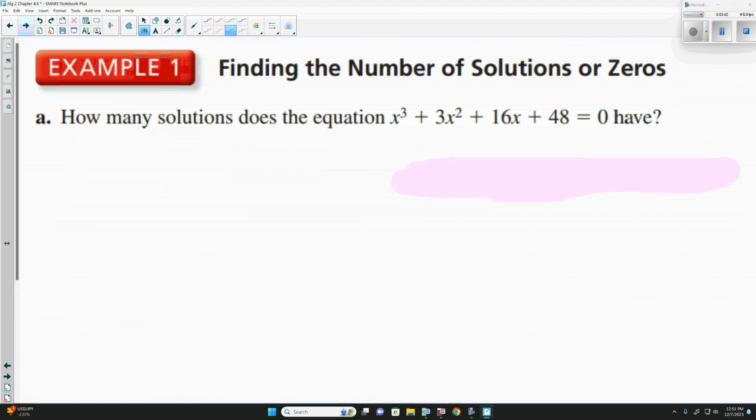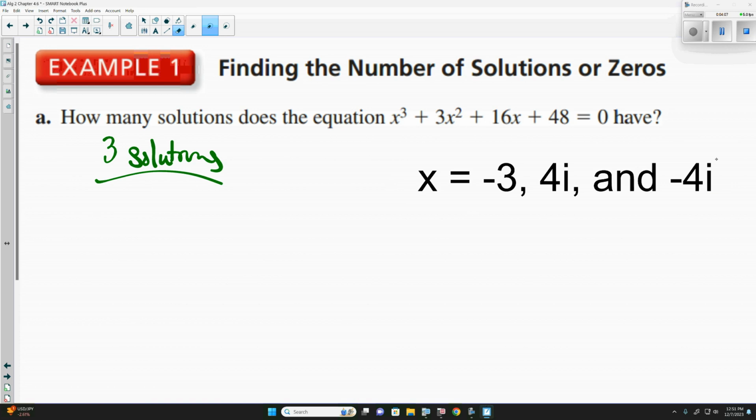Thus, if we look at this one here, how many solutions does the equation x cubed plus 3x squared plus 16x plus 48 have? How many solutions should this have? It has 3 solutions. Incidentally, those solutions are negative 3, 4i, and negative 4i. But it does have 3 solutions.